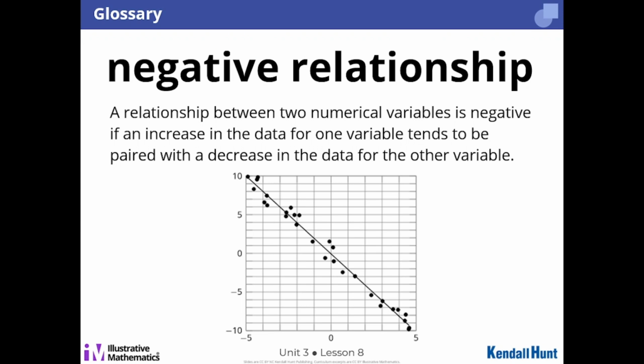Here we see a negative relationship. A relationship between two numerical variables is negative if an increase in the data for one variable tends to be paired with a decrease in the data for the other variable. In other words, here we see that as the x variable increases, the y variable decreases. We see this downward slope from left to right, so we have a negative relationship.